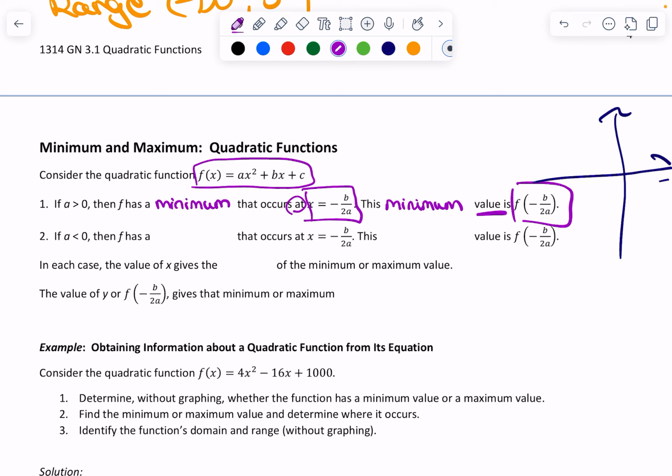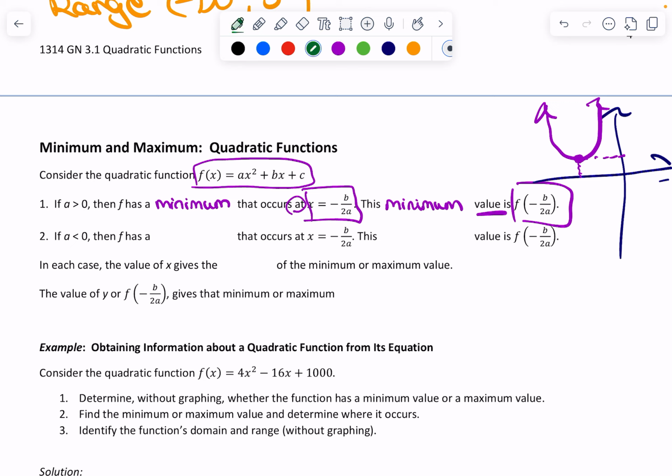Now if I sketch this, a opens upward like this. So our minimum right here is at x equals the x-coordinate of the vertex, that is where it is, and the value is the y-coordinate of the vertex.